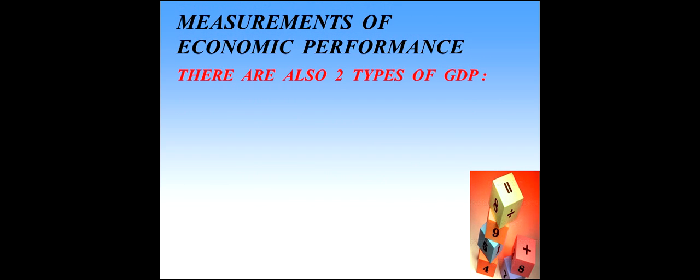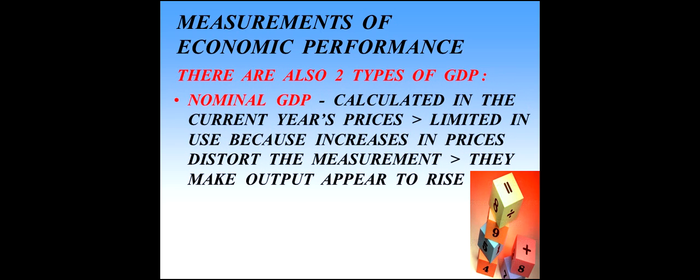Now we need to move on to consider the two types of GDP. And in considering the two types of GDP, we relate this to another way of looking at it from a measurement standpoint. I'm going to bring back the terms nominal and real again in this case. Nominal GDP is calculated in current year's prices. And this measurement for GDP is limited because increases in the prices distort our output measurements. They make output in the short term appear to rise.